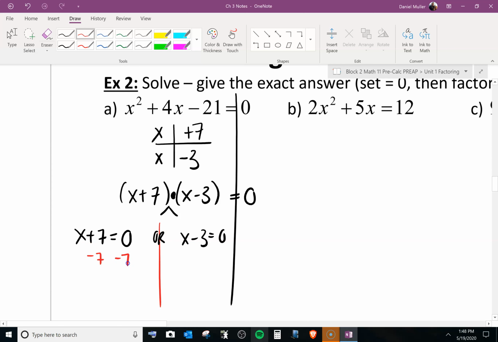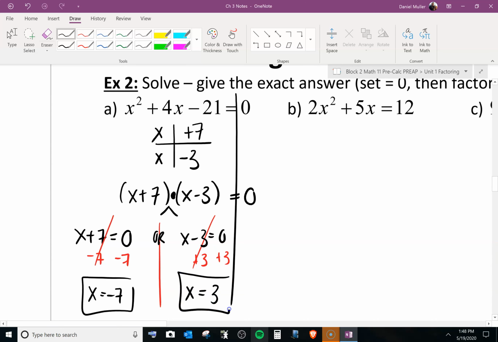Minus 7 and minus 7 gets the x alone. So then x is equal to negative 7. And plus 3, x is equal to 3. So those are our two answers, apparently.